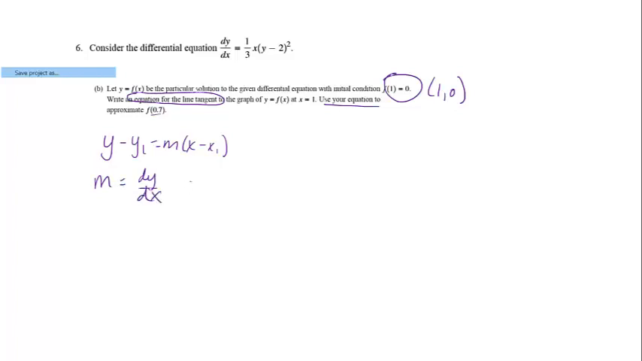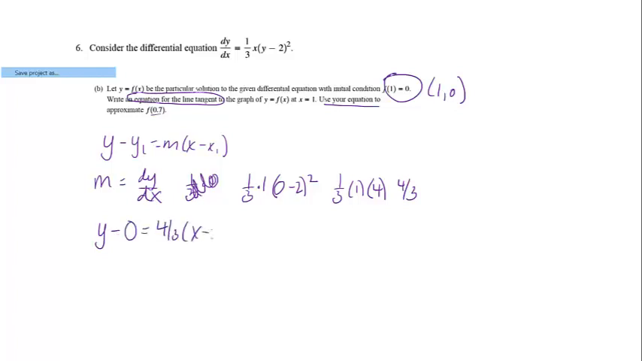To get that slope, we are going to plug in x equals 1 and y equals 0. So I'll have 1/3 times 1 times the quantity 0 minus 2 squared. 0 minus 2 is -2, and -2 squared is 4, so my slope is 4/3. So I'm ready to plug it into my equation. I have y minus 0 equals 4/3 times the quantity x minus 1. You may write it like that, or if you don't like the 0, you can put y equals 4/3 times the quantity x minus 1, and no need to simplify it anymore from there.